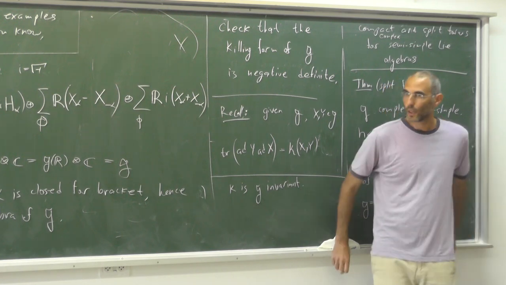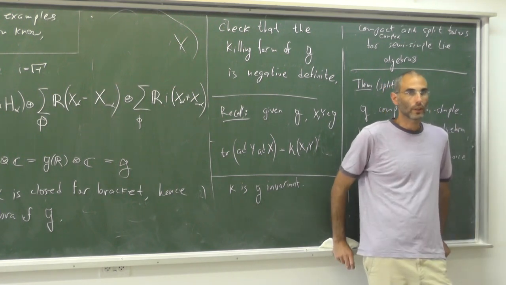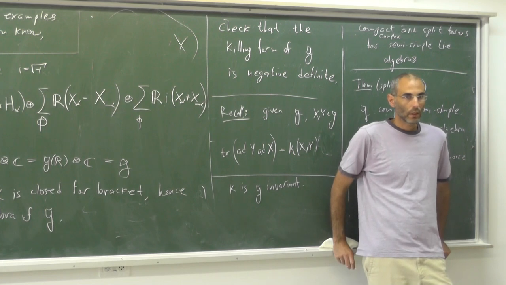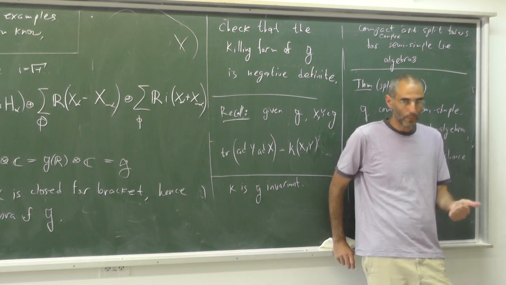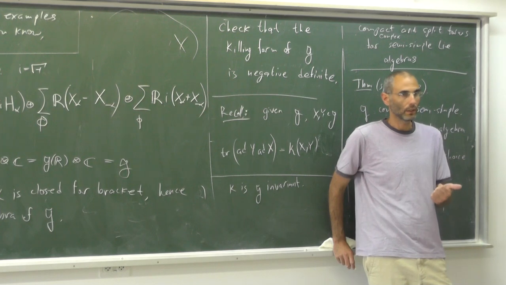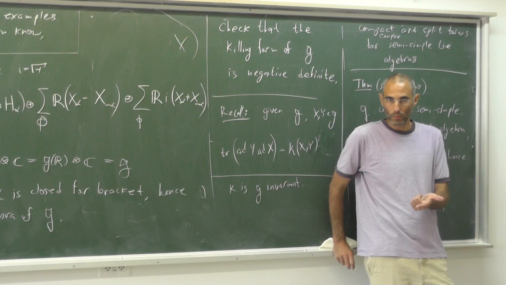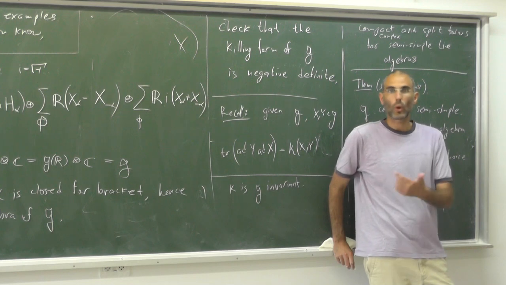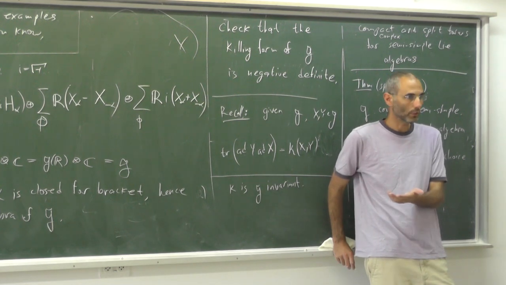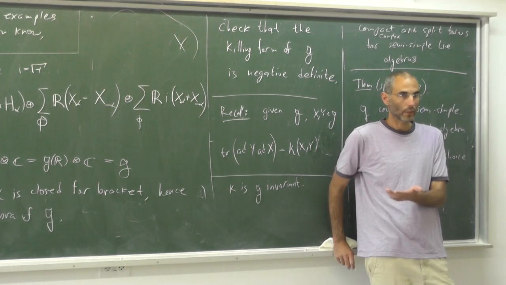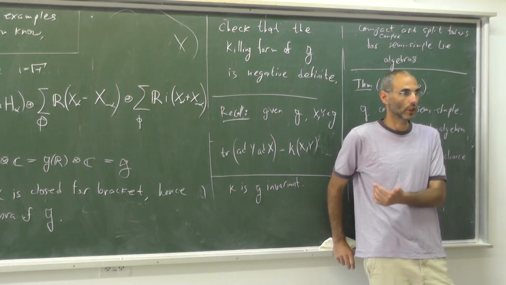But actually, it also follows that it is unique. There is a unique bilinear invariant form on a simple group, up to a multiple. If you have two, I can take some linear combination of them such that it is degenerate, right?